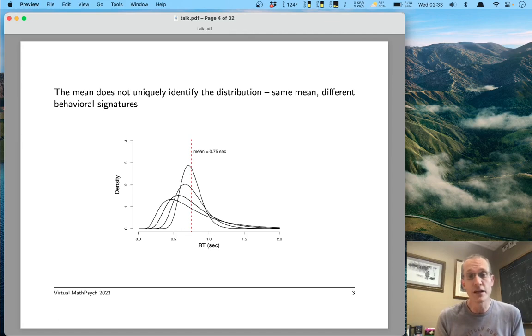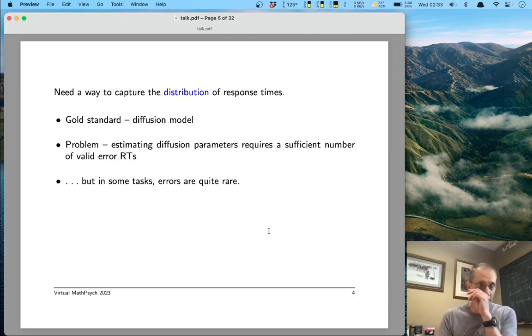So as you can see in the figure here, we have 4 different distributions. Each of these distributions has a mean response time of 3/4 of a second or 750 milliseconds. Yet these distributions are all very different, and as such they would indicate a different behavioral signature. There's likely different things going on cognitively speaking that would lead to a distribution of those specific shapes. So what we want to do is get a little more information from our response times, not just the center, but more about the shape itself. So we need a way to capture the distribution of response times.